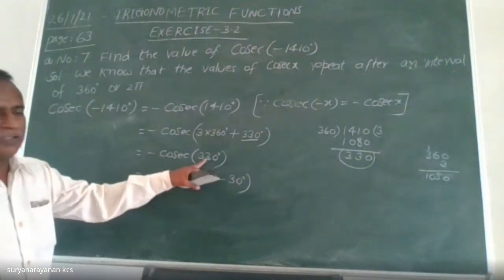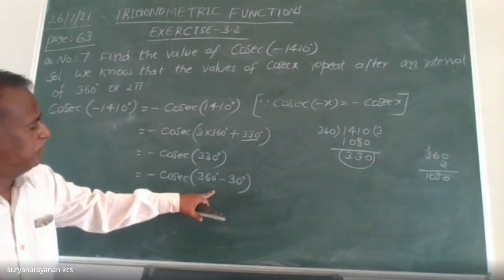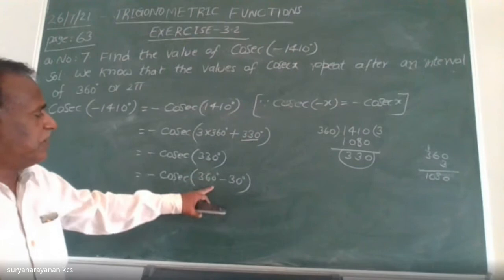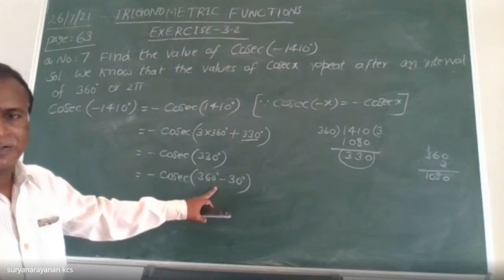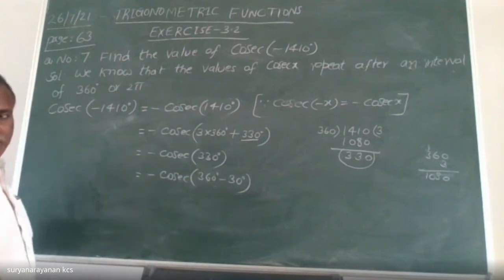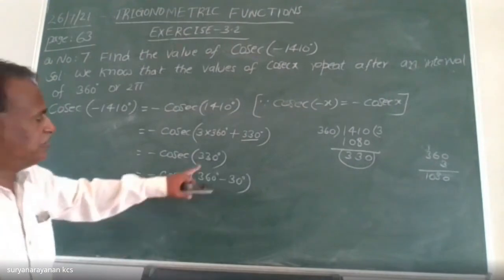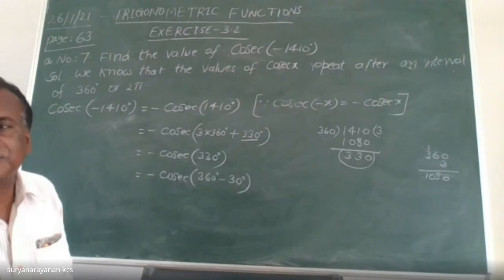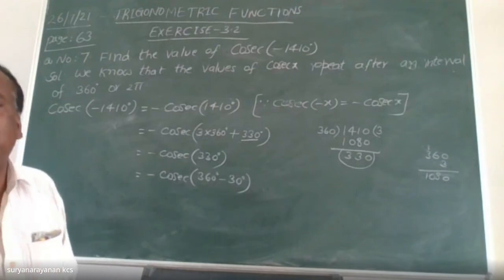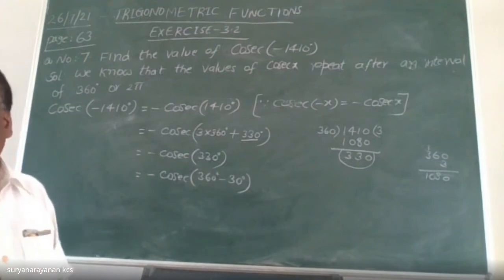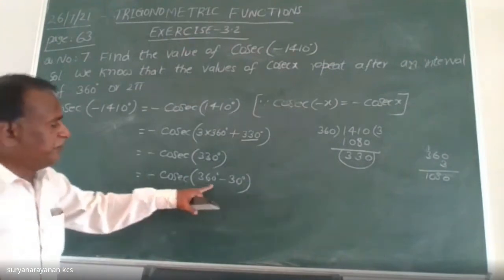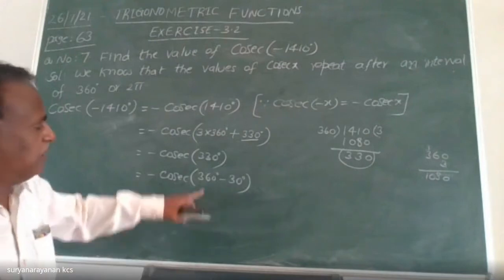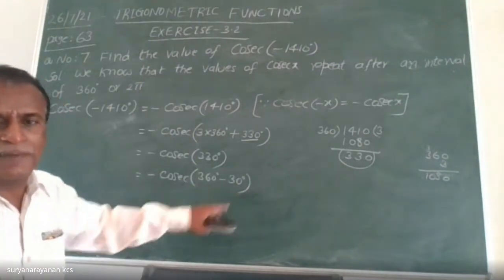Can we write it or not? 330 degrees can be written as 360 degrees minus 30 degrees. Can we write this number like this or not? Riya, Samuel, Disha, Priya, Nikhil. Yes. So if you observe this one, this angle is in the form of 360 minus theta.